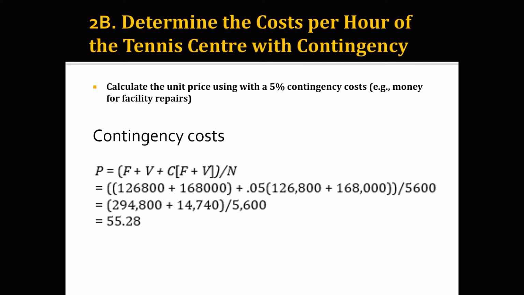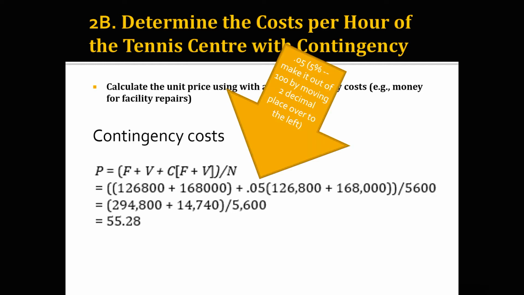Then want to look at this, also add a contingency cost. In this case, we're going to add 5% contingency costs in order to cover unexpected operating expenses. Got this number then, 0.05 is 5%.